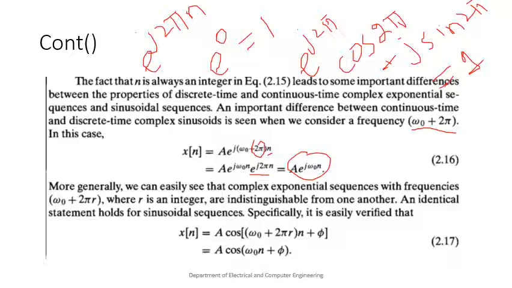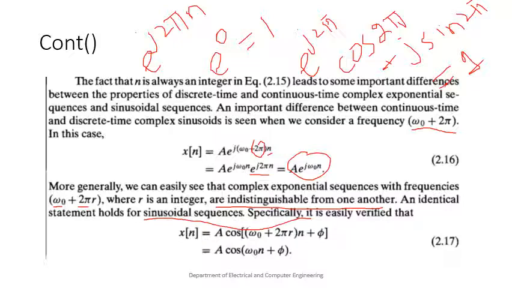More generally, we can easily see that a complex exponential with frequency omega naught plus 2 pi r, where r is an integer (it can be 2 pi, 4 pi, 6 pi), is indistinguishable from the original. An identical statement holds for sinusoidal sequences.